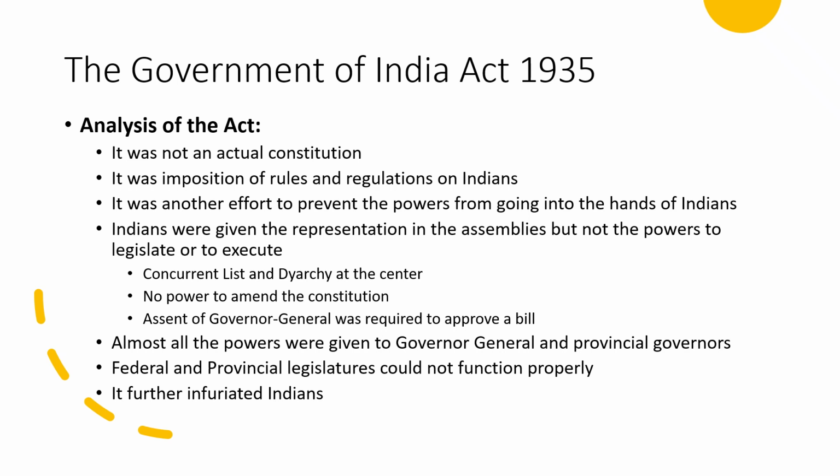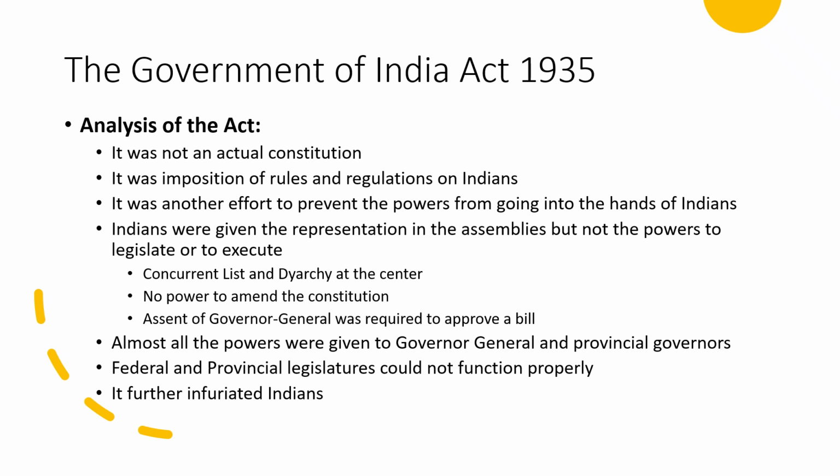In fact, it was just the imposition of a compilation of rules and regulations on Indians. It was another effort to prevent the powers from going into the hands of Indians. The British wanted to keep all the powers with themselves. This is the reason that all the powers were given to the Governor General of India and the provincial governors of India. This is the reason that the British introduced diarchy at the central level of government. Indians were given representation in the assemblies, but not the powers to legislate or to execute.